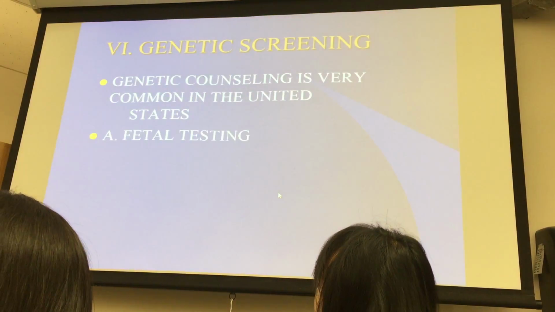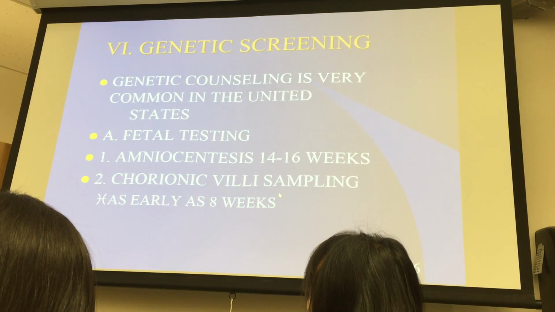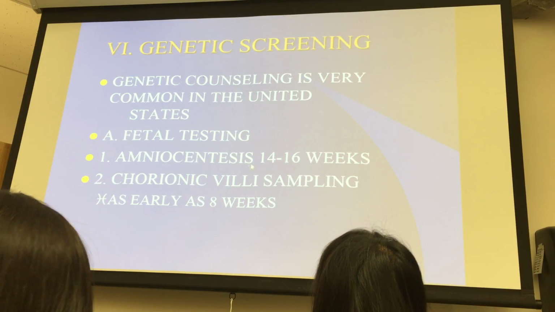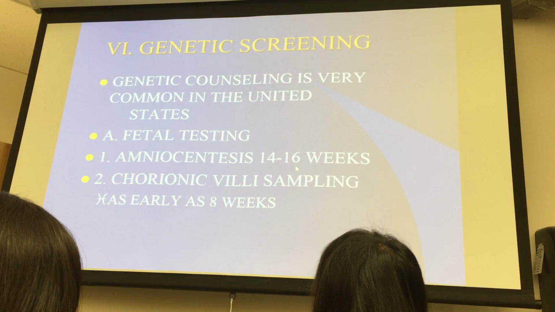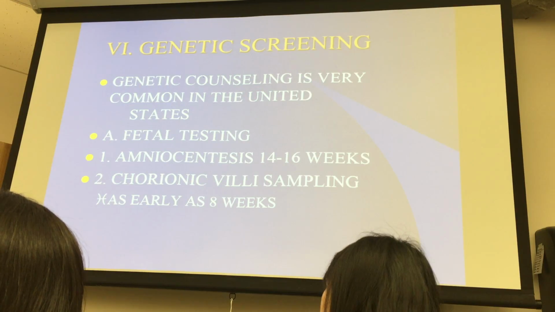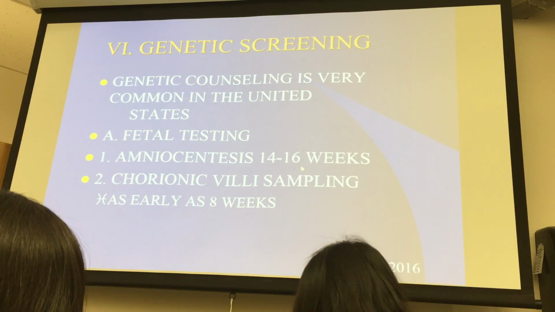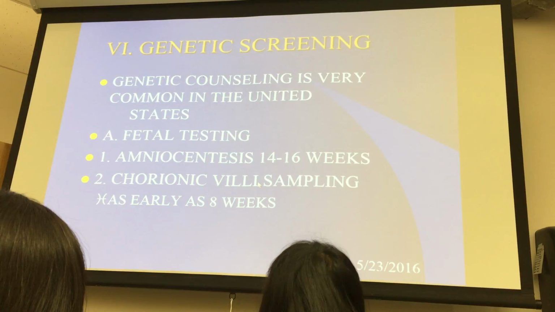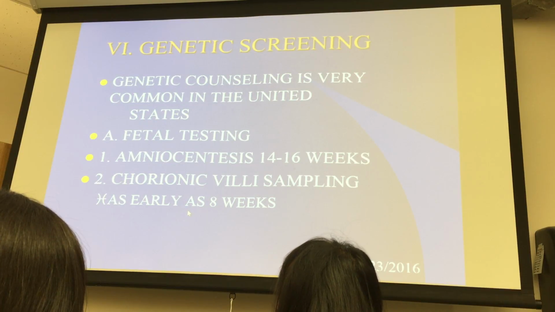If you have problems in your family or have had previous genetic conditions in your own family, fetal testing is possible. Amniocentesis can take place at 14 to 16 weeks. Some people consider that too late in the pregnancy to do modifications, whether genetic or termination. There's a new technique now called chorionic villi sampling, and it can be done as early as 8 weeks, where they remove fetal cells and do genetic testing on them.